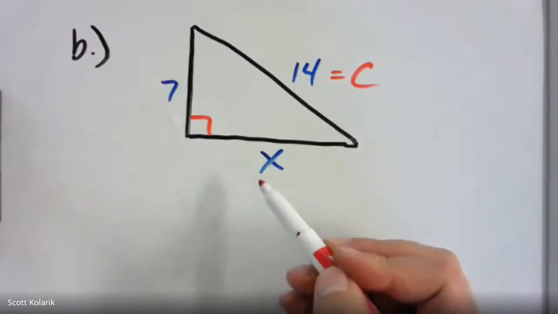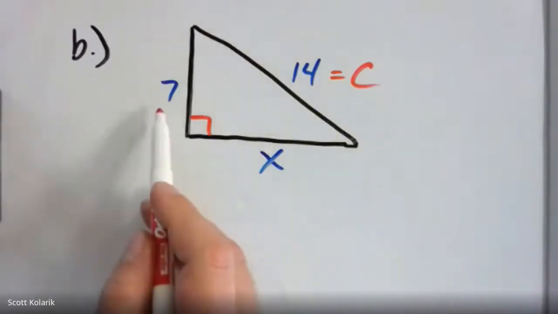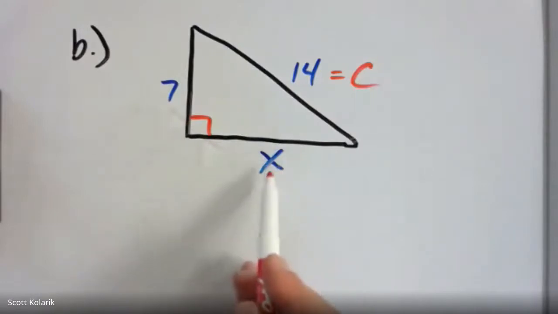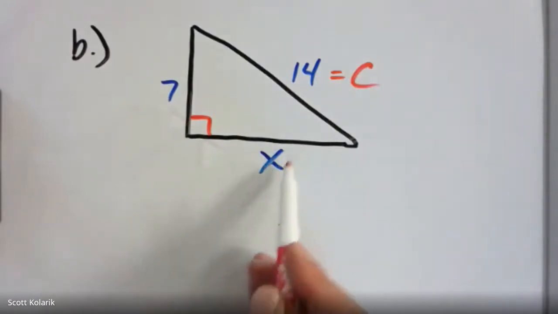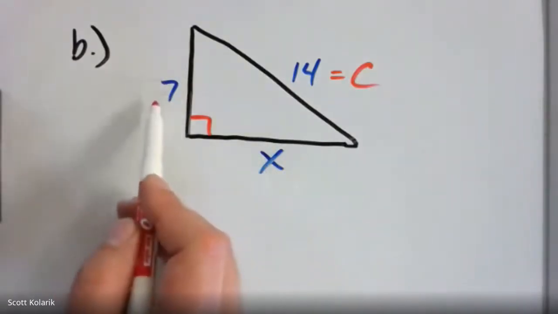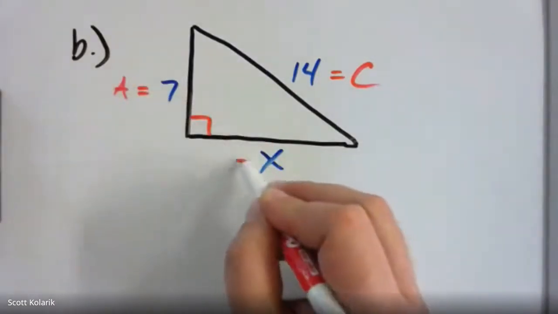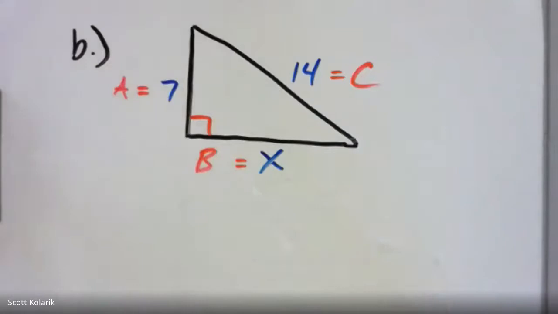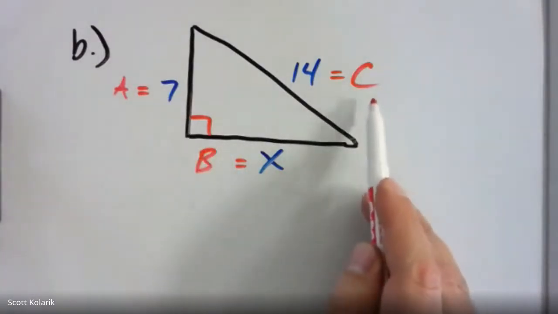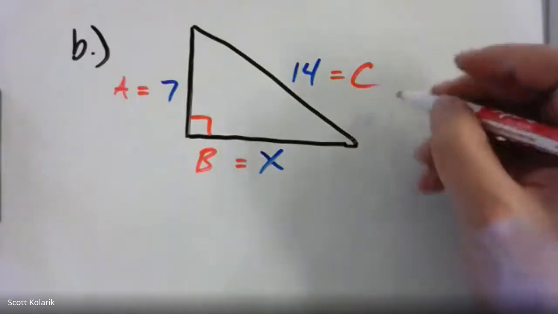It doesn't matter which order I put it in, because ultimately 7 squared plus x squared will be the same exact thing as x squared plus 7 squared. Okay, so I'll go ahead and designate this one A, and I'll designate this one B. But it didn't matter which one was which. This is the one that matters. So as long as I can identify a hypotenuse, you're ready to go.